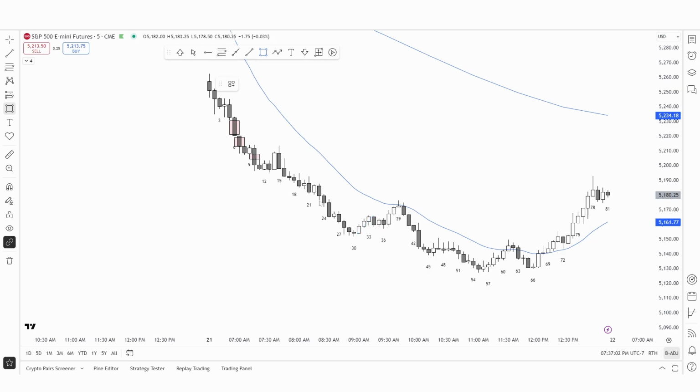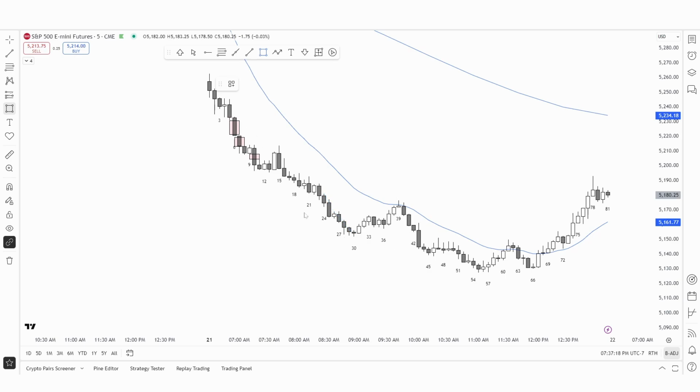22, bear bar closing on its low. 23, bear bar closing on its low. 24, bear bar closing on its low. 25, bear bar closing on its low. 3 bear bars closing on their lows, strong for a second leg down, and then you see that here. But now the bear momentum is waning.